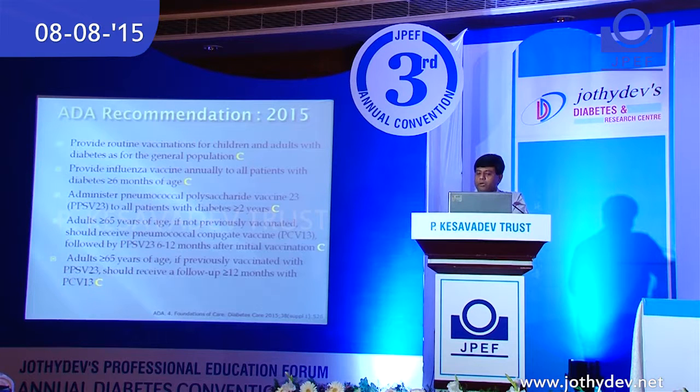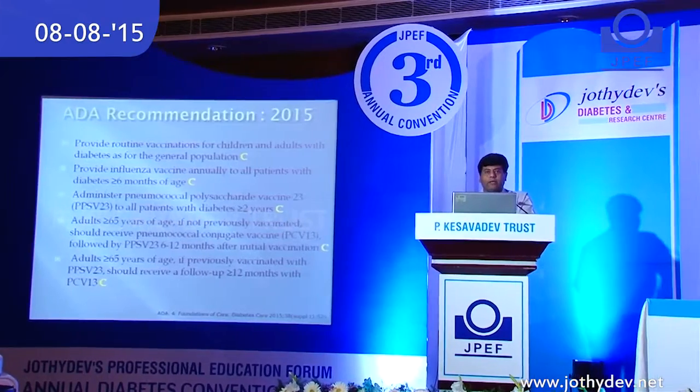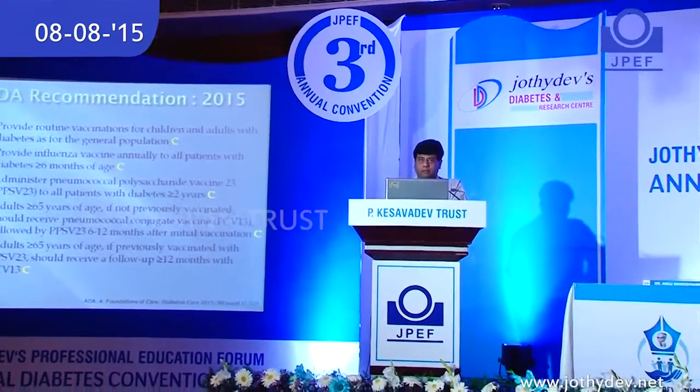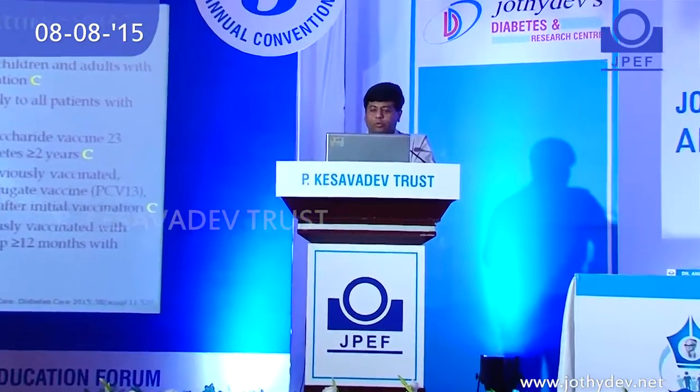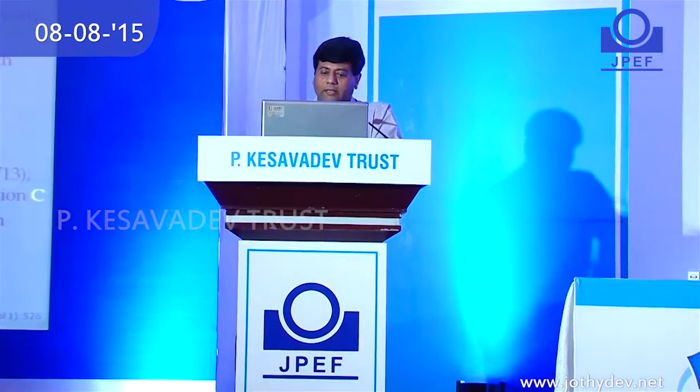Administer pneumococcal polysaccharide vaccine 23 to all patients with diabetes 2 or more than 2 years. Adults 65 or more years of age, if not previously vaccinated, should receive pneumococcal conjugate vaccine followed by pneumococcal polysaccharide vaccine 23, 6 to 12 months after initial vaccination. This pneumococcal conjugate vaccine is a pediatric vaccination against the pneumococcus. So this is having the conjugate base of the pneumococcal bacteria.